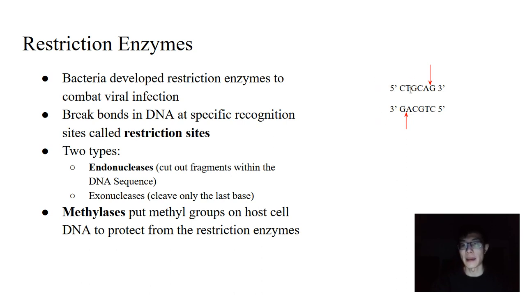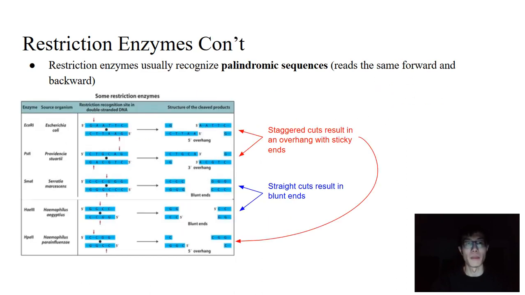So this is a palindromic sequence, and therefore, most likely, it's going to get recognized by some type of restriction enzyme. I guess a better way to put it is that usually restriction enzymes are going to be recognizing these palindromic sequences for cutting, but not necessarily.